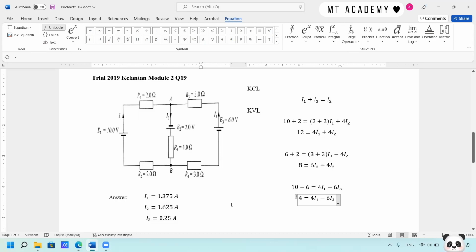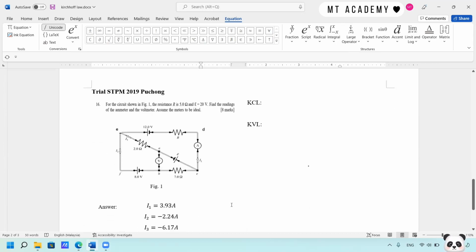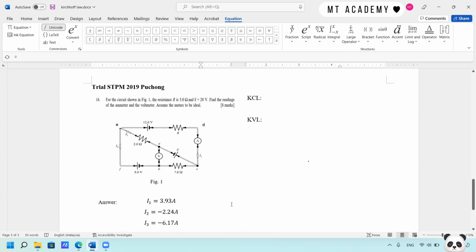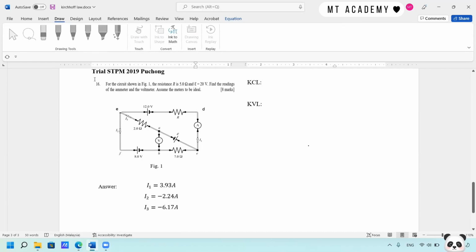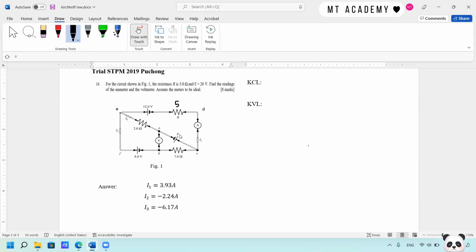So we're going to look at the last question for today, which is from Puchong, and it is quite a little bit complicated. So let's see the question. We have the circuit, and R is 5 ohm, and the EMF here is 20 volt. The others are given as well. We're going to find the readings of the ammeter and voltmeter, and assume the meters to be ideal.